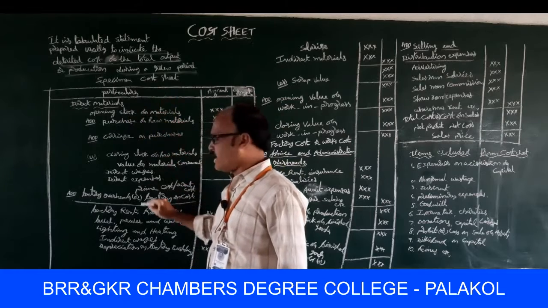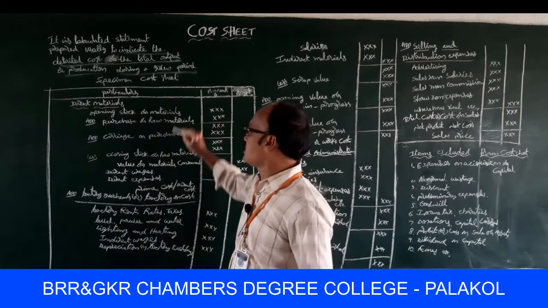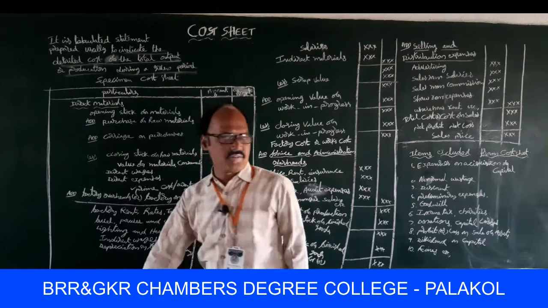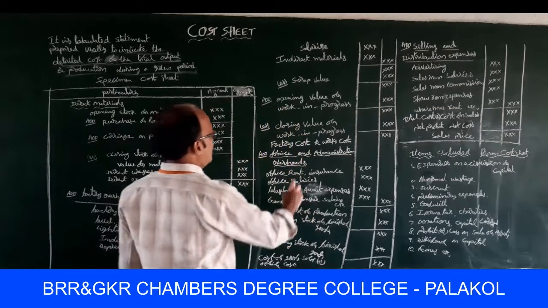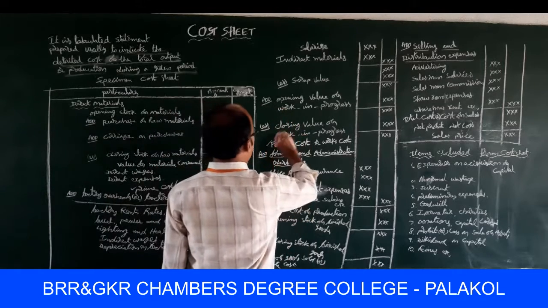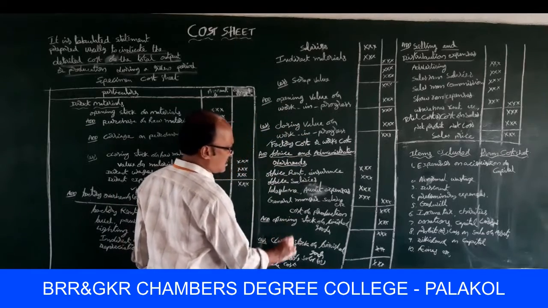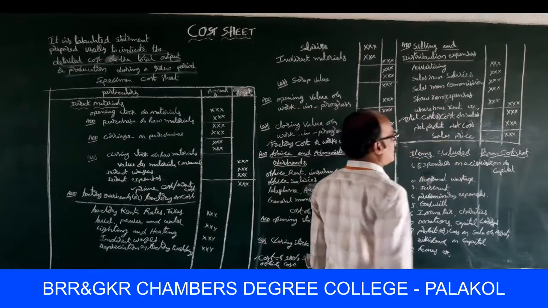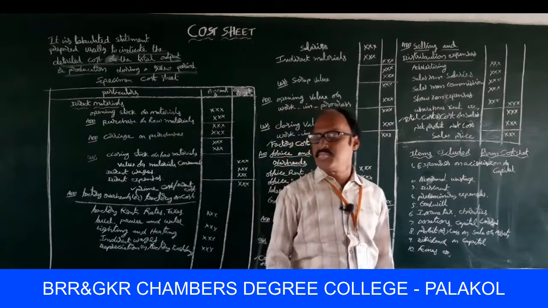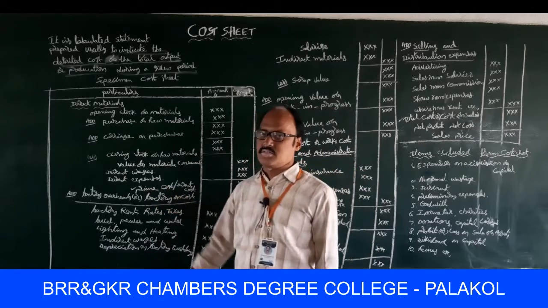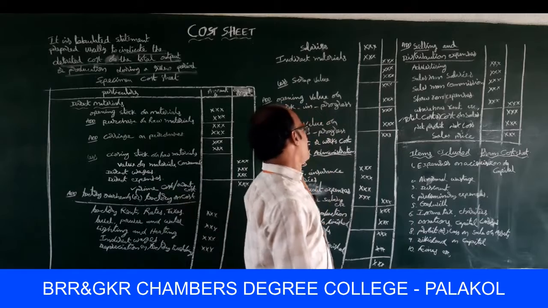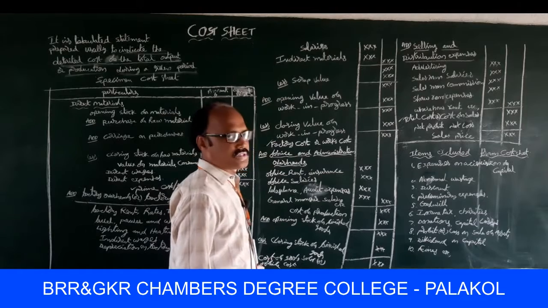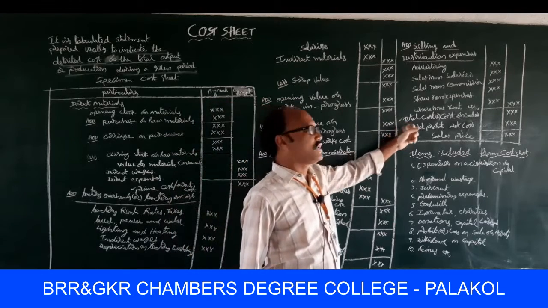The cost sheet is divided into four parts. One is prime cost. Second one is factory cost. Third one is office cost. Fourth one is total cost. It is to be categorized into four parts. First one is prime cost, second is factory cost, third is office cost, fourth is total cost.